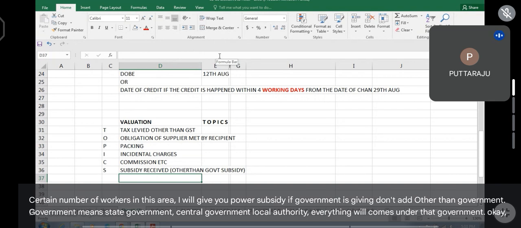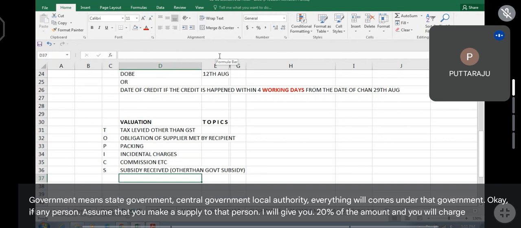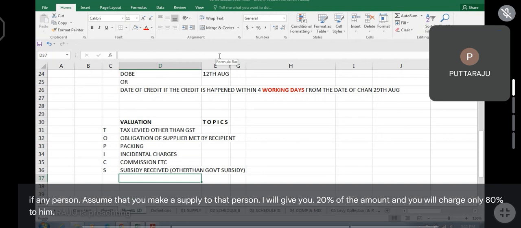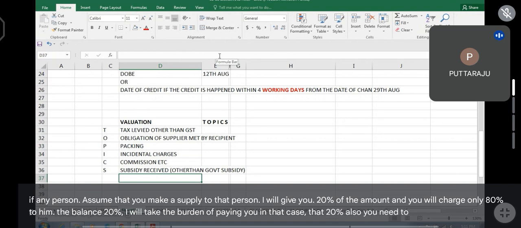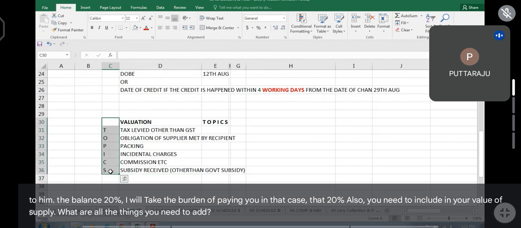Okay, if any person, assume that you make a supply to that person, I will give you 20% of the amount and you will charge only 80% to him. The balance 20% I will take the burden of paying you. In that case, that 20% also you need to include in your value of supply. What are all the things you need to add?